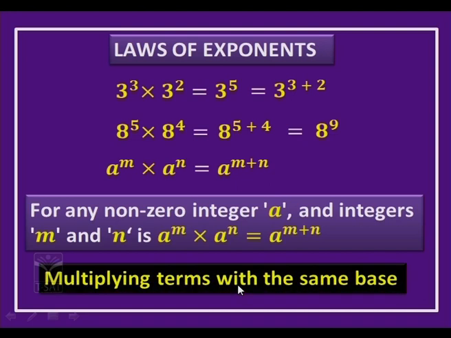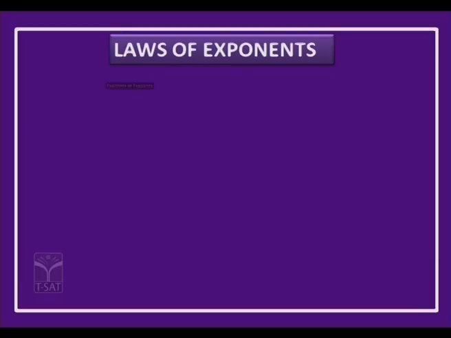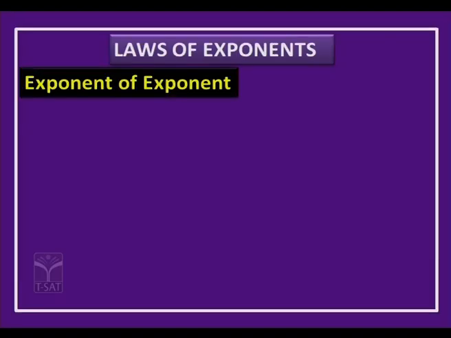Now, this is known as multiplying terms with the same base. Okay? Why we call it as multiplying terms with the same bases? Now, these are the two terms we are multiplying and having the same bases. Then we have the same base, but only the powers need to be added, m plus n. Now, let us move on to our next law of exponent. So, this is about exponent of exponent.